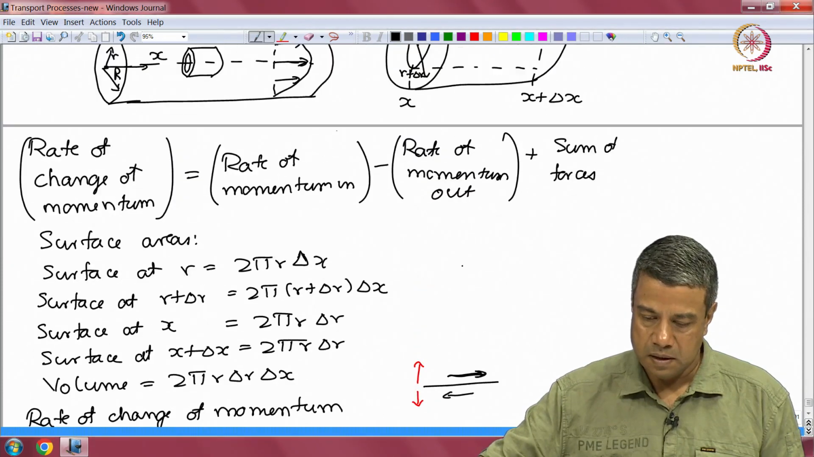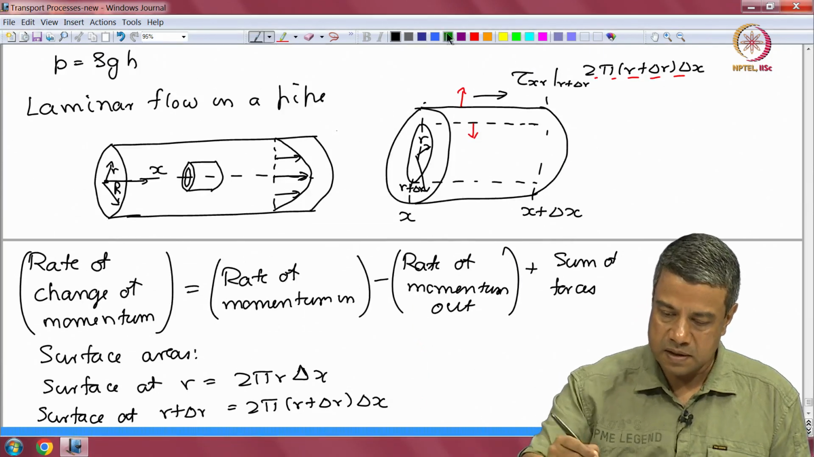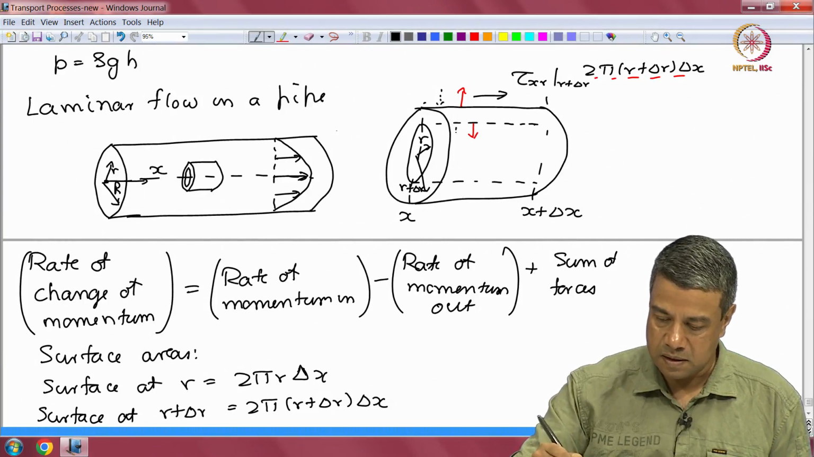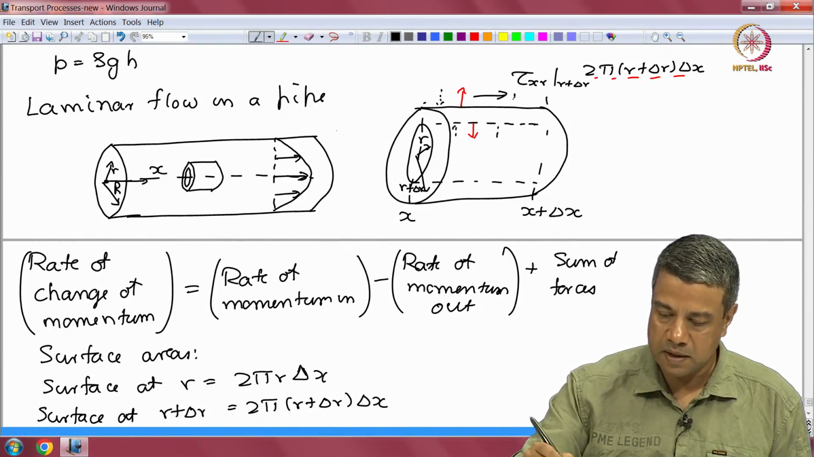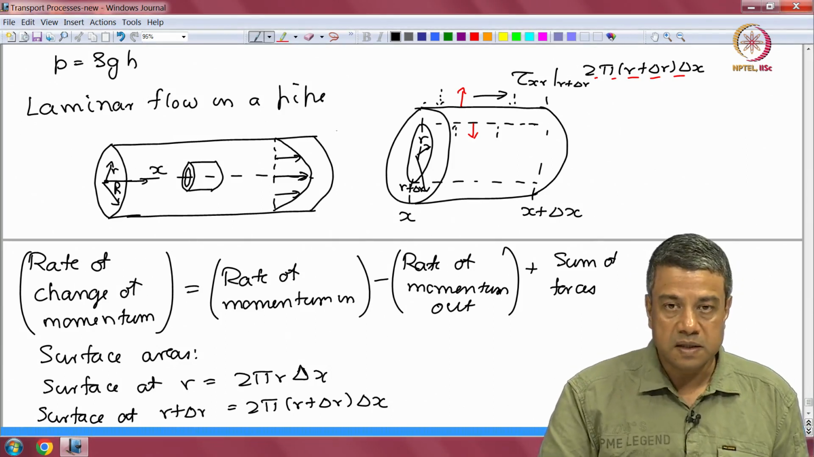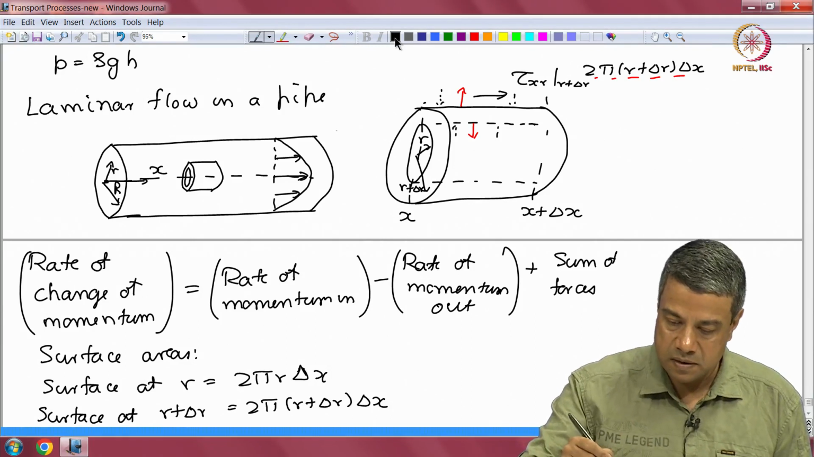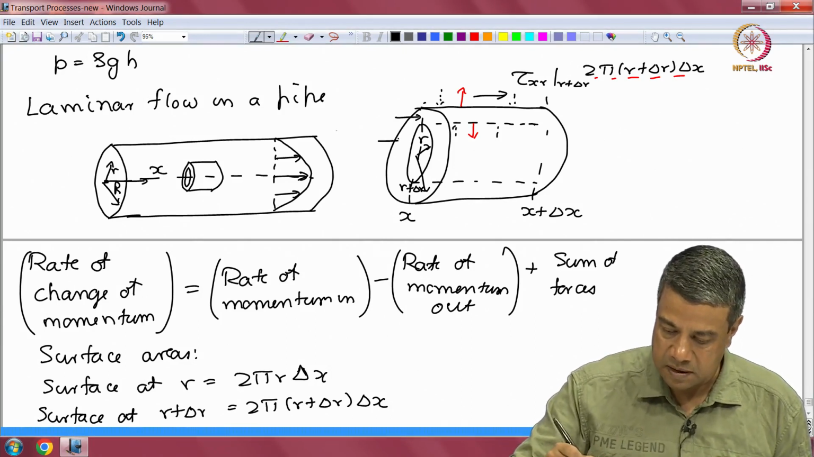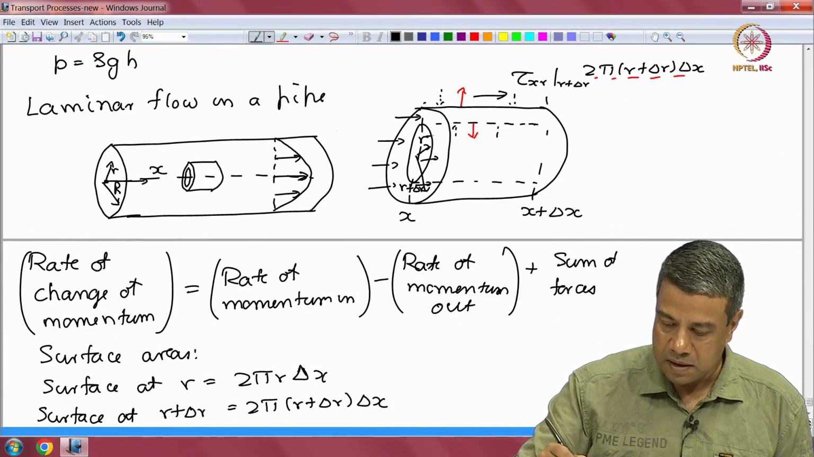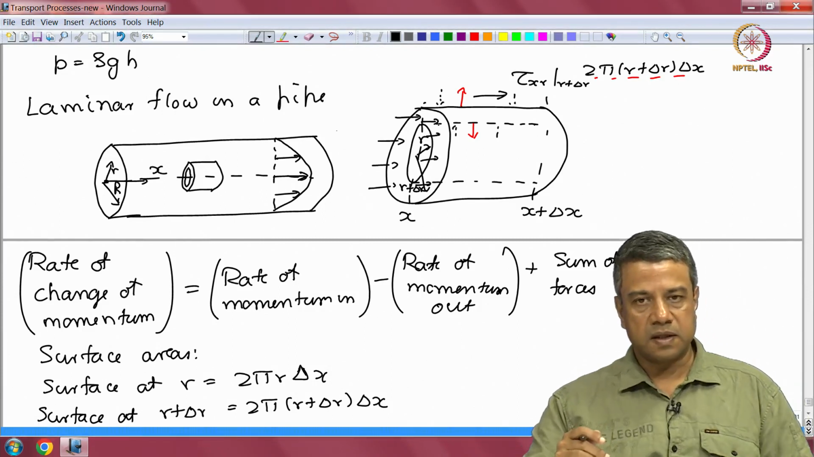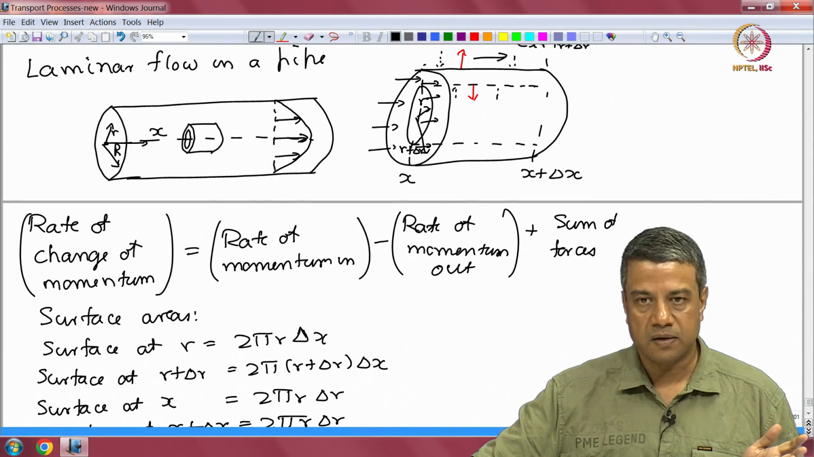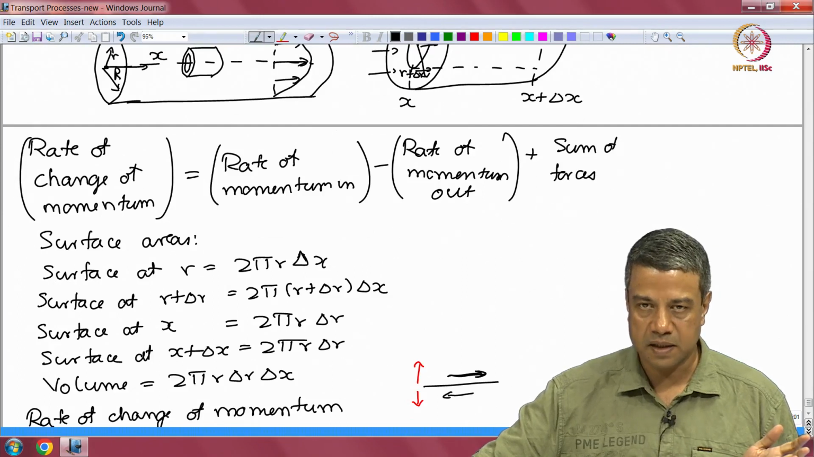The pressure at these two surfaces acts perpendicular to the surface. So that pressure is actually in the radial direction, and it will not come into the axial momentum conservation equation. The pressure is in the x direction on these two faces. It is compressive. Therefore, on the surface at the left it is acting in the plus x direction, on the surface at the right it is acting in the minus x direction.